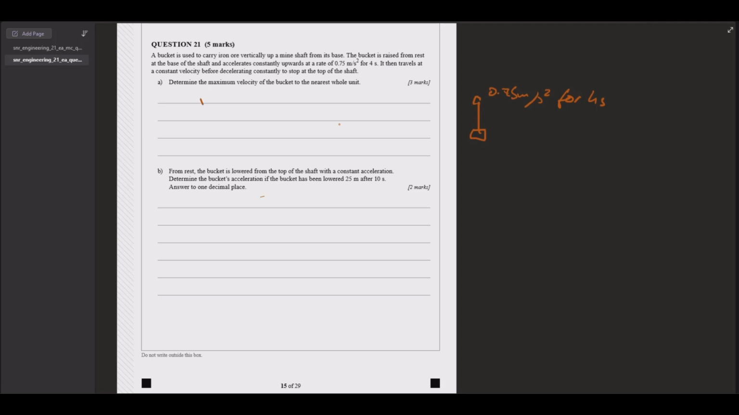Okay, so velocity is going to be equal to u plus at. We know those. It's 0 plus 0.75 times 4, which is going to give us 3.